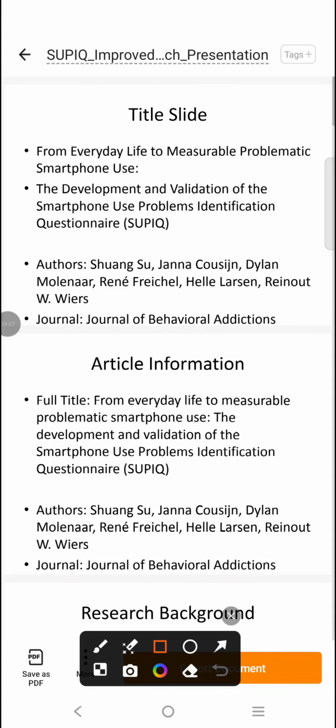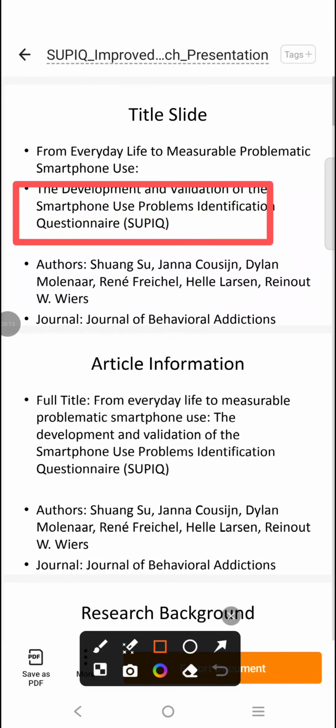Today I'm here to analyze for you this questionnaire, which is called SUPIQ, the Smartphone Use Problems Identification Questionnaire. I strongly recommend this questionnaire for your research, your papers, and your projects because it is a very, very reliable, valid questionnaire. It has been widely used in artificial intelligence education, technological sciences, and technology education, by researchers related to smartphone use or other gadgets.